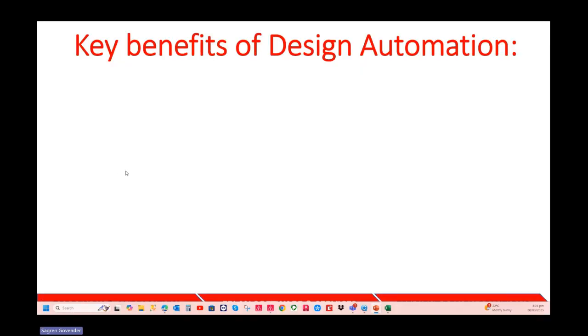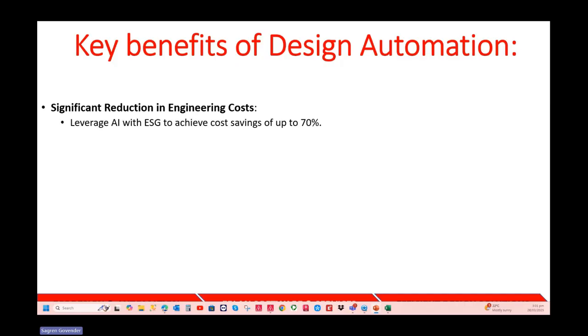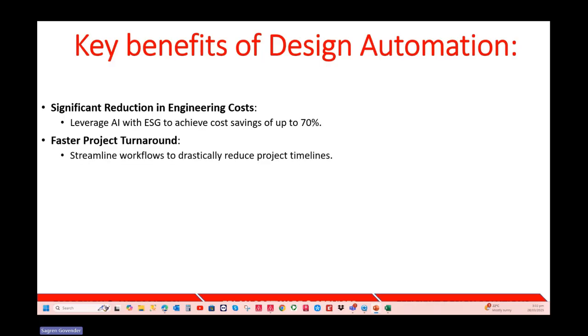So some of the key benefits of design automation, of course, there's a significant reduction in engineering costs. As you just saw, we were able to leverage artificial intelligence of sorts to auto-generate the schematic drawings, and that is significant savings, up to 70%. So it certainly pays for itself very quickly. Faster project turnaround. Quite often we get calls from clients where they say, you know what, we're under pressure, we need to get this job done. And the only way to do it is to auto-generate these drawings. And of course, that reduces the timeline quite significantly.